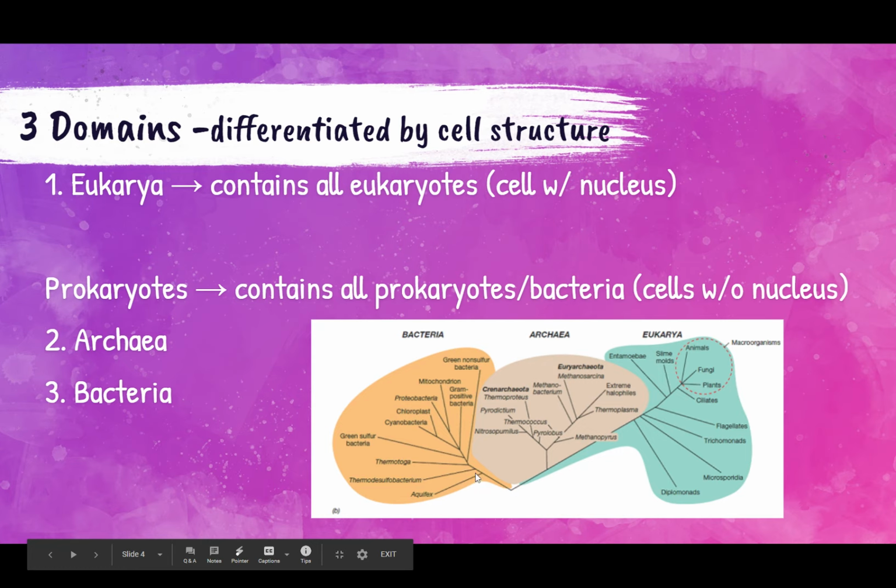Meaning bacteria separated off early on and became their own distinct grouping of prokaryotes, whereas archaea actually evolved together a little bit longer with modern day eukaryotes like plants, animals. And so they're going to have a little bit more structural similarity in terms of the proteins that they have inside their cells, their cell wall compositions.